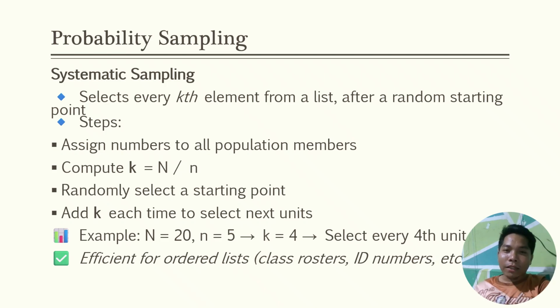Another 5, 13, and then from 13, you have 18, and again 23. So that's how you do systematic sampling. You need to have a list after a random starting point. Of course, you need to have your starting point. You can use this computation: the key is equal to big N over small n.